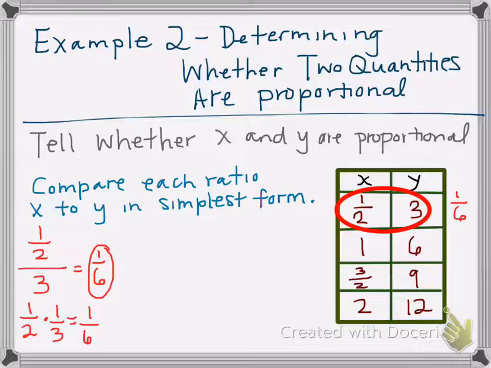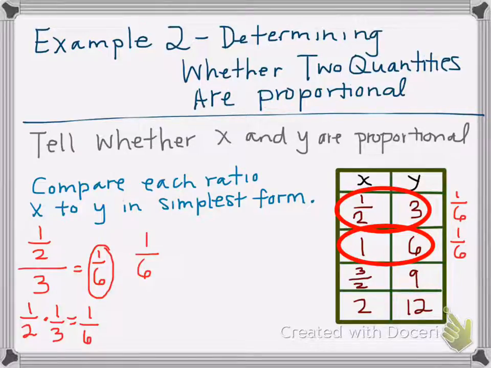Okay, let's see if the other ones match. So then we have 1/6. Well, this is kind of easy. 1/6. Well, that's already in simplest form. 1 and 6. So far, so good. If the other two are also 1/6, then x and y are proportional because the ratio is the same. Do you see how the numbers are different? X is different each time. Y is different each time. However, the comparison between the two, the ratio, remains the same in simplest form.